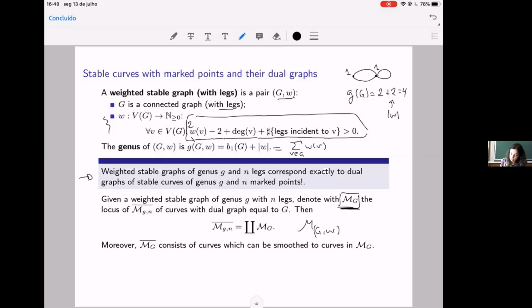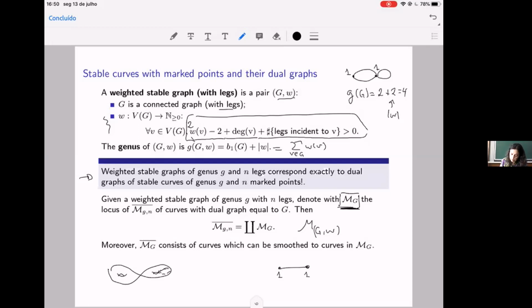So this is a locus inside the moduli space of curves, and it will be very, very important for us in our description of the moduli space. One sees that the closure of these loci inside the moduli space of curves consists of curves which can be smoothed to curves in M_G. For instance, imagine this situation here. You have a genus 2 curve, and this is inside the locus parameterized by this graph.